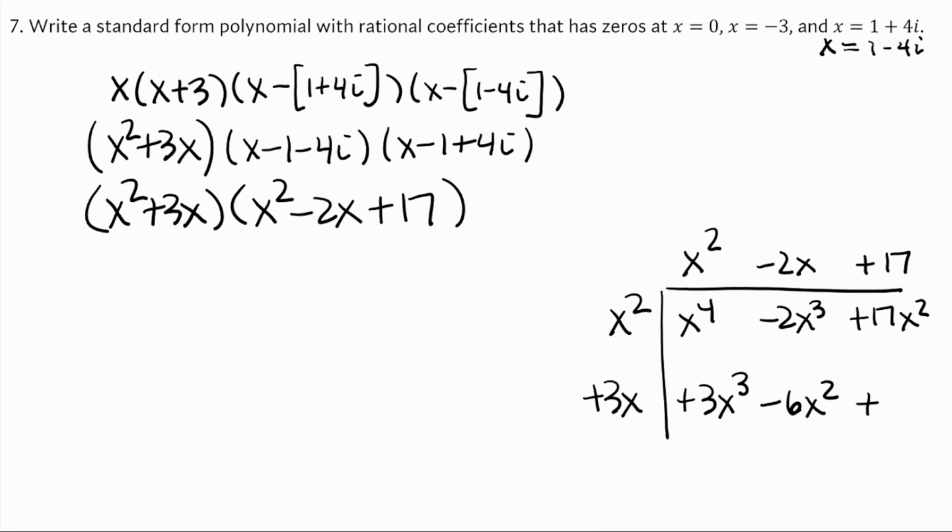All right, that would be 30, and 21 is 51x. So I've got x to the 4. On x to the thirds, I've got 3 minus 2 is 1, x to the third. For x squareds, I've got 17 minus 6 would be 11x squareds, and then 51x's. All right, there we go. That's going to be our standard form polynomial with rational coefficients.